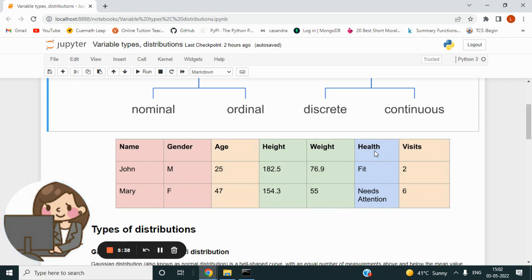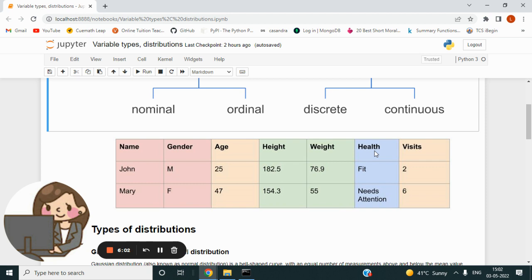Then we have the health of a person. He can be fit or he needs attention, or based on the status of his health, he can be divided into many categories, right? And these categories can have some weightage attached to them. Ordering can be given on the basis of this. So in that case, it becomes a nominal variable. No, sorry, an ordinal variable.